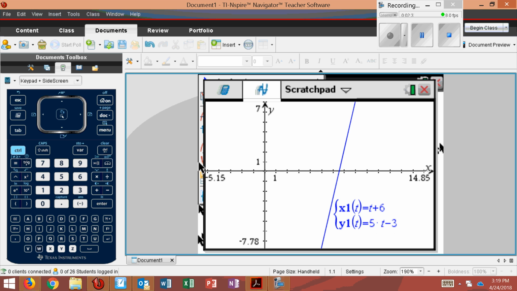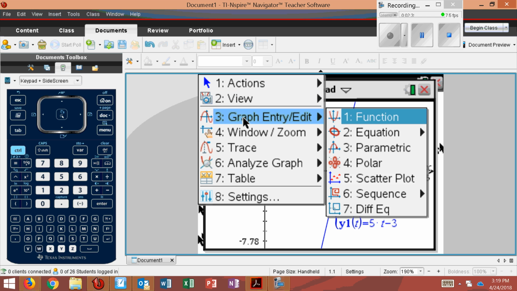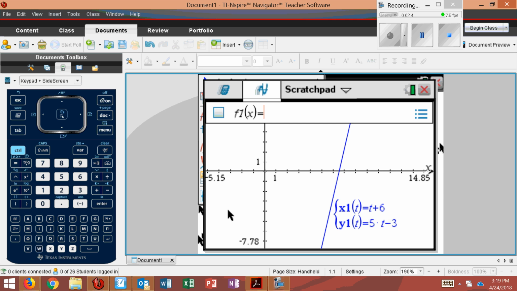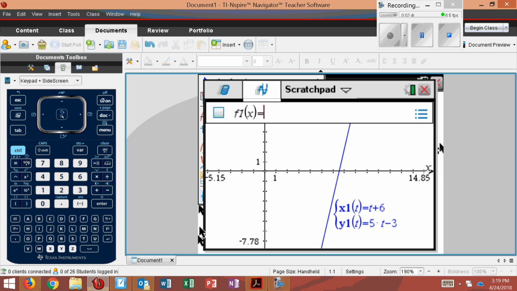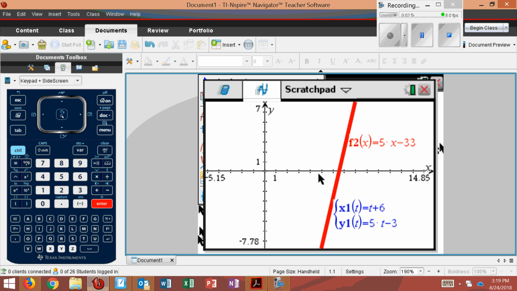Now to check it, I'm going to go to menu, and I'm going to graph entry. This time I'm going to graph a function because all the answers were in function form. So I'm going to type in 5x minus 33. Press enter. Notice they're exactly the same graph, so we did do it correctly.